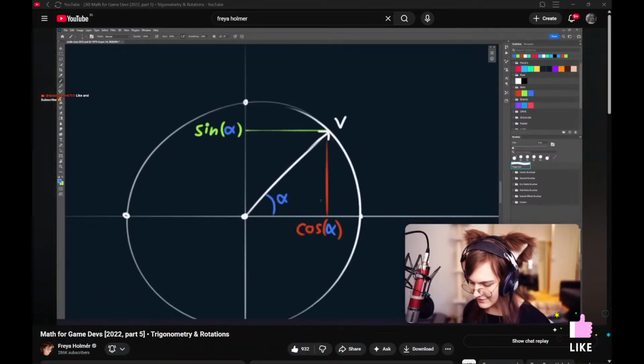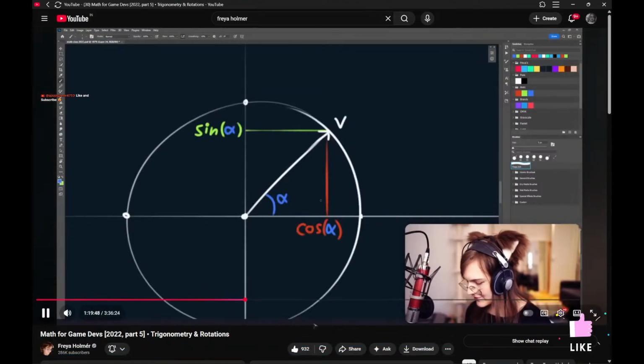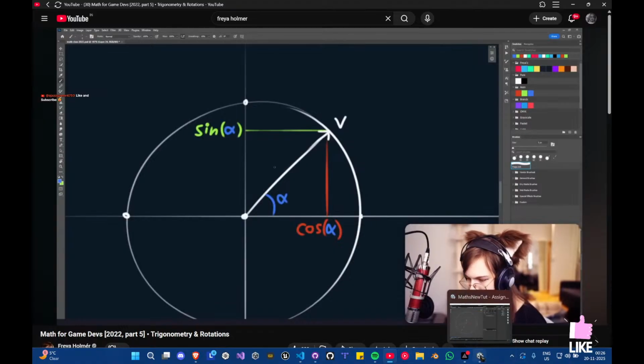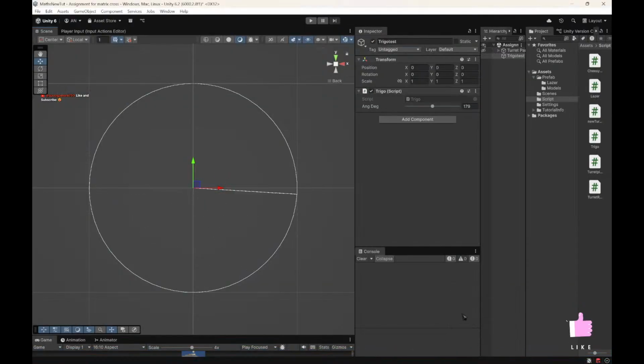Or I guess there are two more things we should talk about before we go to the arc cosine. So you have probably heard of a third function called the tangent.